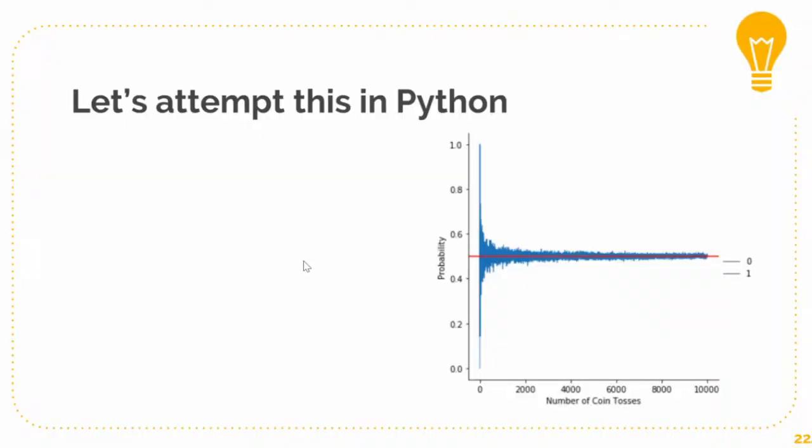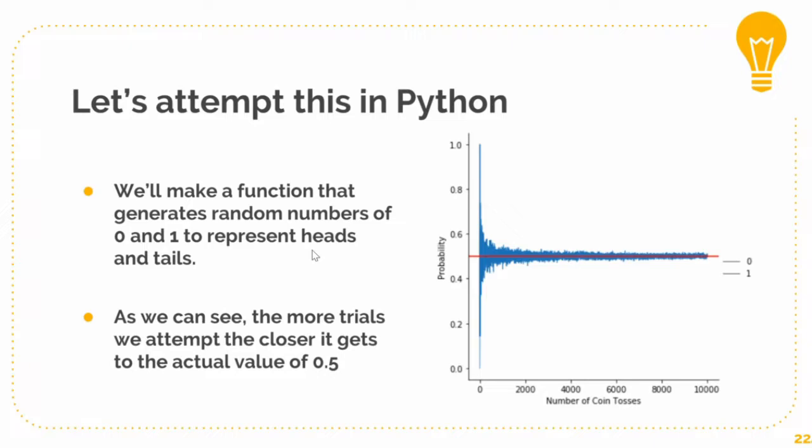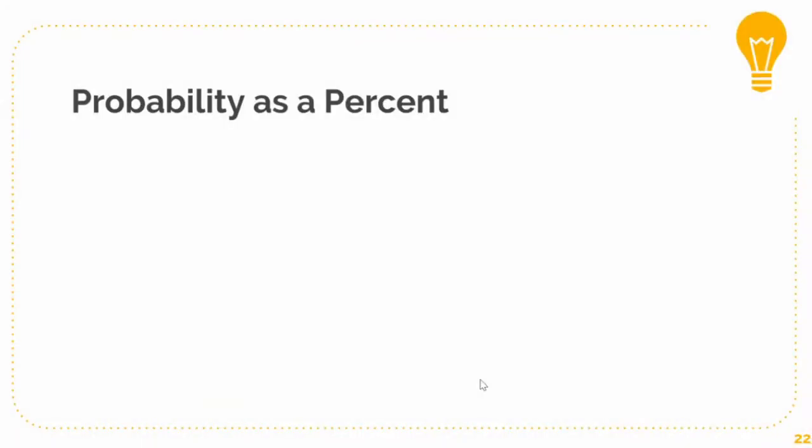So let's attempt this in Python. I have the code for this, so I'll demonstrate it to you shortly after. However, let's just look at the results here. This is the probability that we get from just a few coin tosses in the beginning. As we can see, in the beginning, it starts off being very much not 0.5. It goes from 0.1, but as the number of coin tosses increases, you can see it gets closer and closer to the actual 0.5 value, which is what it's supposed to be. So as we can see, the more trials we attempt, the closer it gets to 0.5.